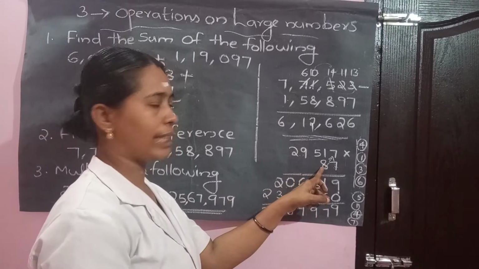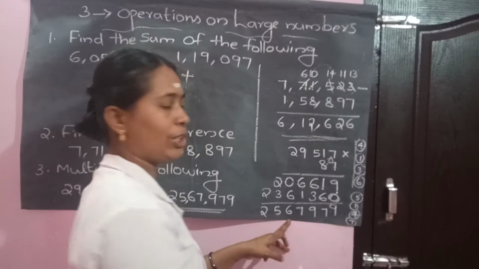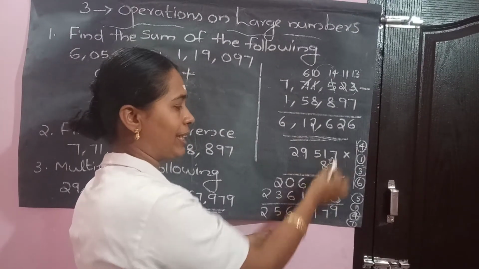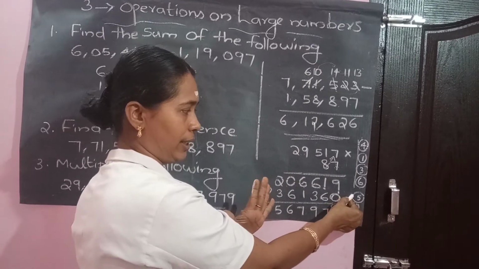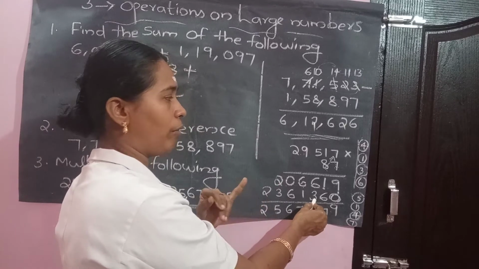Before starting with the second row, first you have to fill the row with 0. The first digit should be 0. Then for the second digit you start the multiplication. 8 sevens are 56, 5 balance. 8 ones are 8, 8 plus 5, 13, 1 balance.